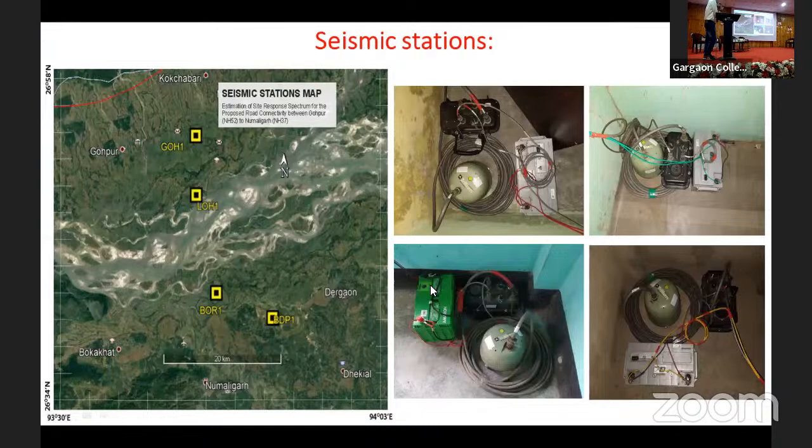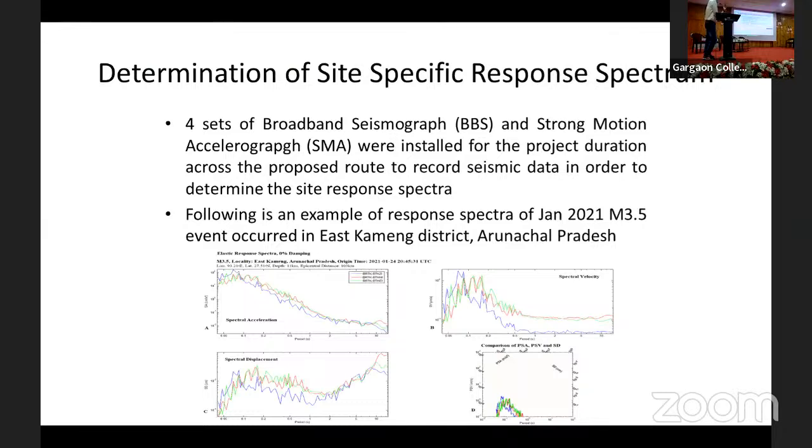We also installed several seismic stations, with seismometers, two in the northern part of the river Gopur and two in the southern part, to record earthquakes originating in this region of India. After getting the data from the different stations, we constructed the site specific response spectrum. I am not going into the details, but this response spectrum was constructed so that the structure can sustain an earthquake of 7.5 or more.